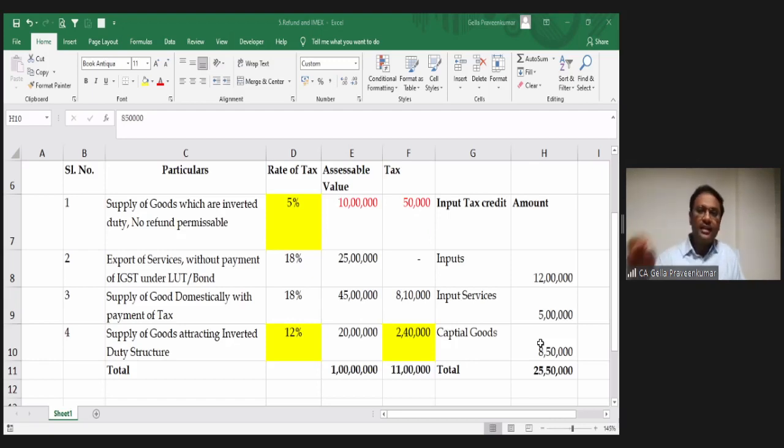What would be the answer? For the computation of my eligibility of refund under inverted duty structure, should I consider input services, capital goods, or only inputs and capital goods, or only capital goods, or only inputs? What would be your answer? Please confirm. Raman says inputs alone. Okay. Others, any different view? Nitin says inputs and capital goods. Okay. Inputs alone. Yes. Right. So only inputs. Yes, Ambika, you're also right.